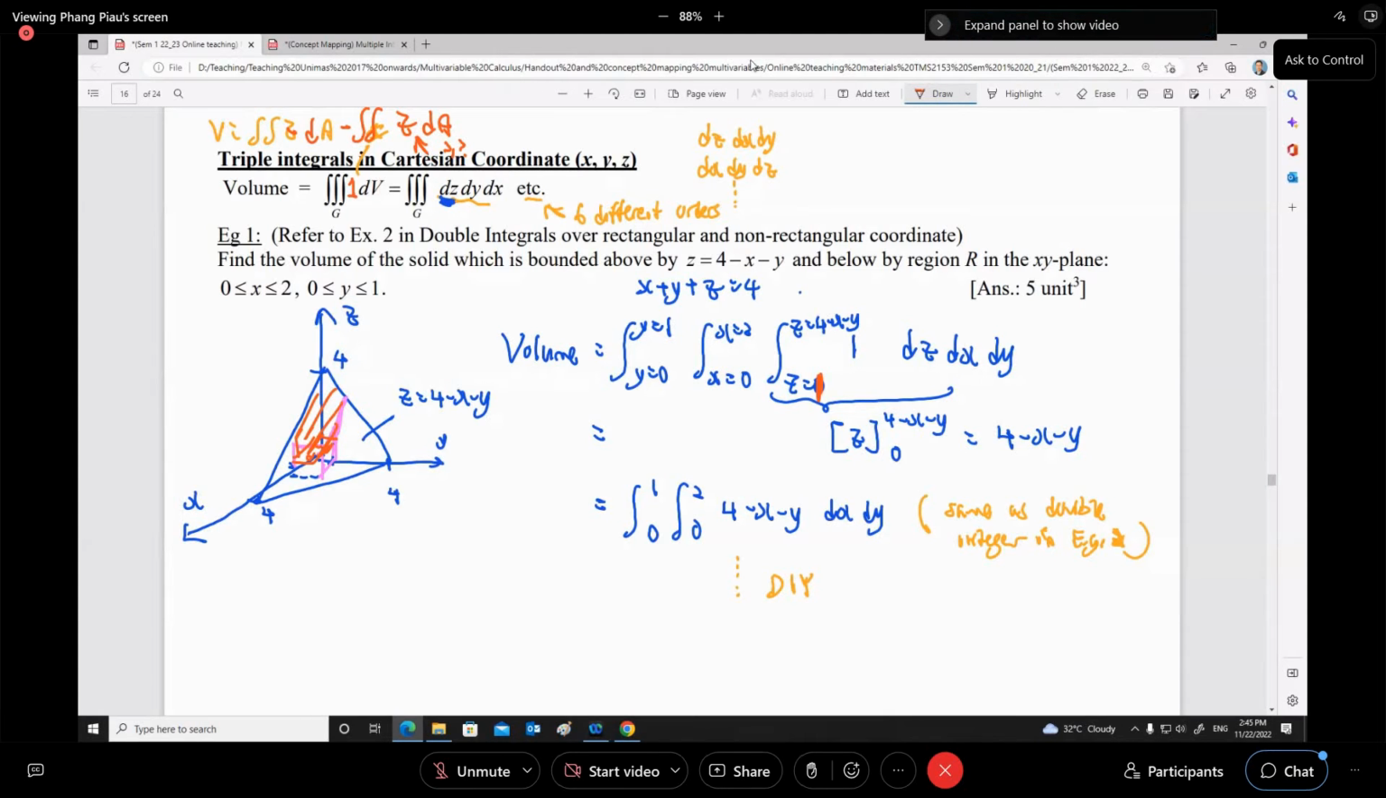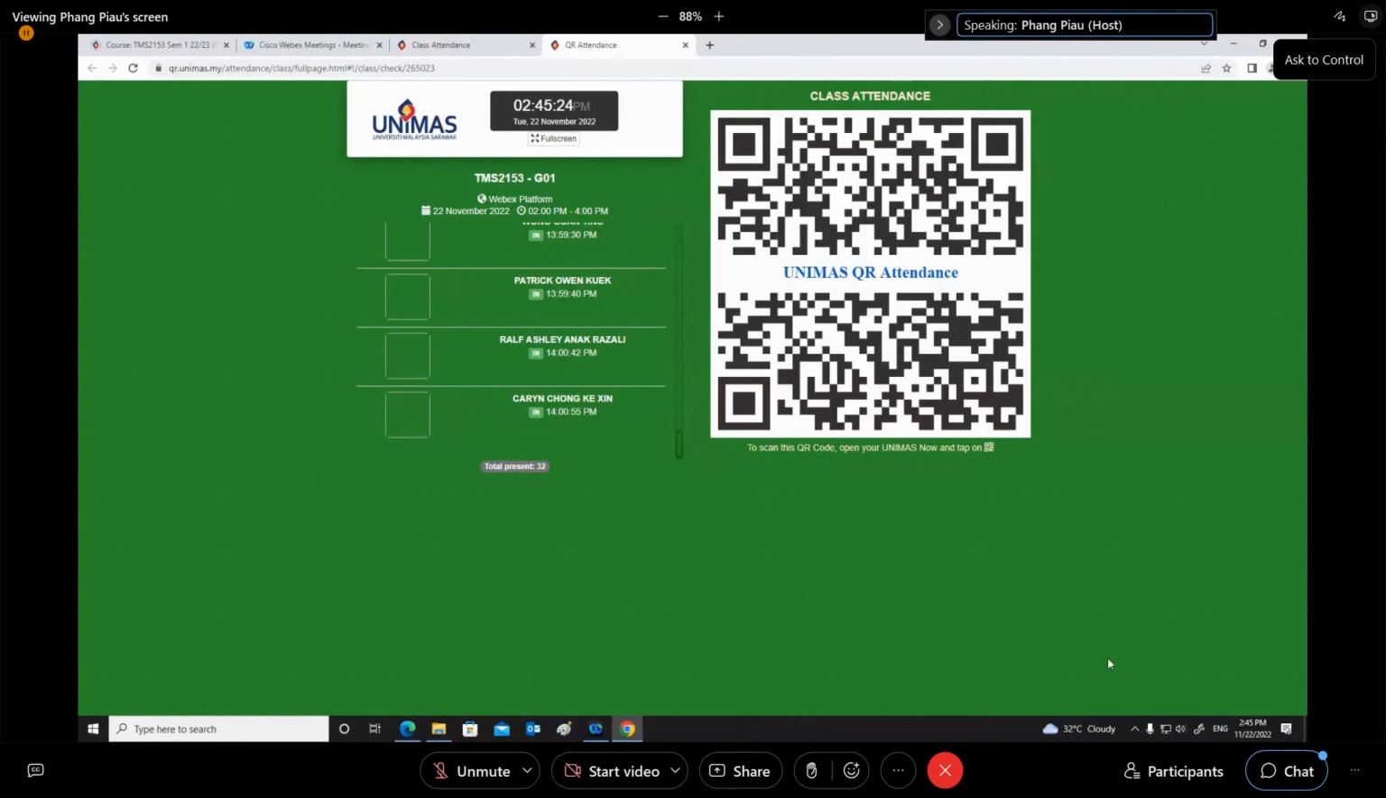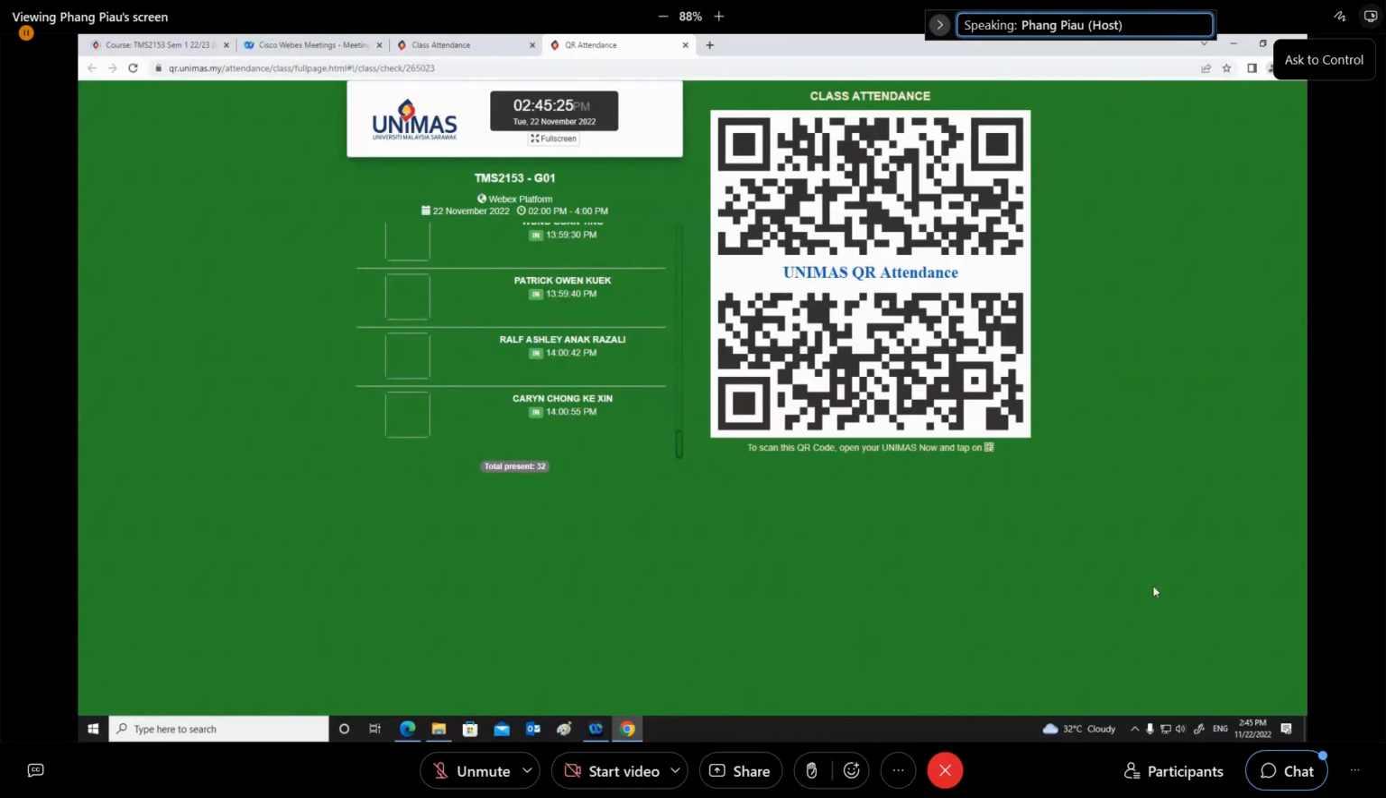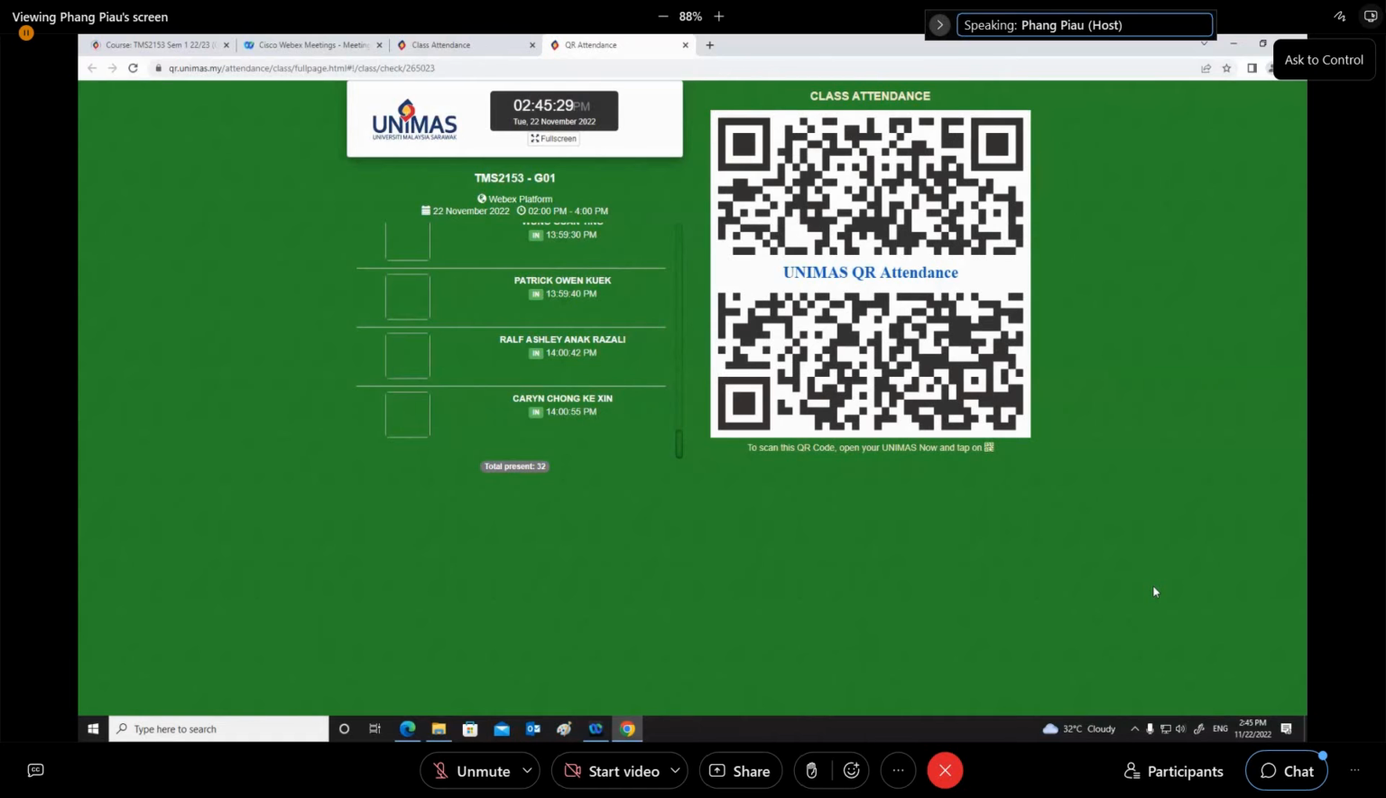Okay, so I will pause this for a while. We have a break for 5 minutes, so that you can have a toilet break, and if you need to scan your QR attendance, yeah. So we come back again after 5 minutes.